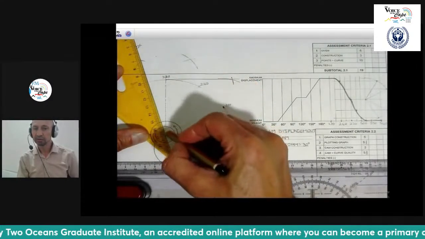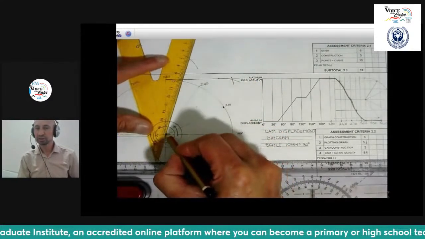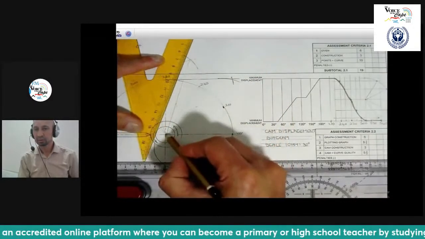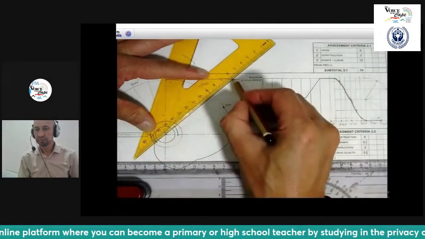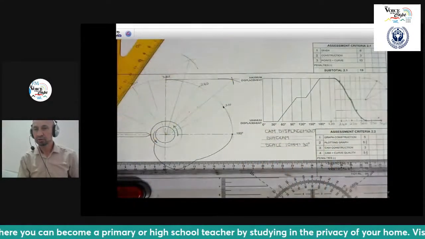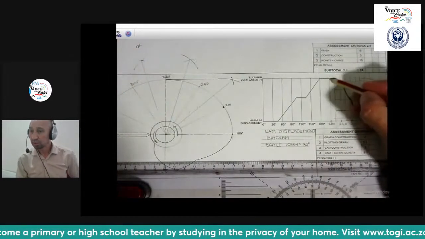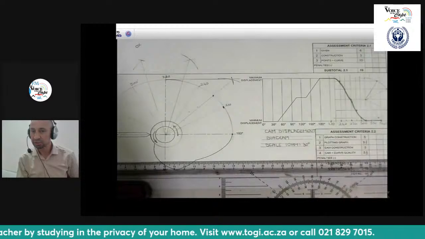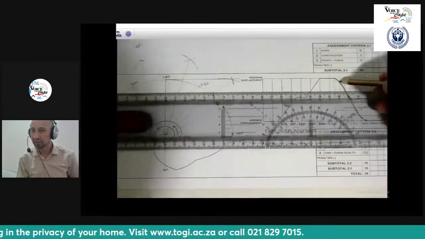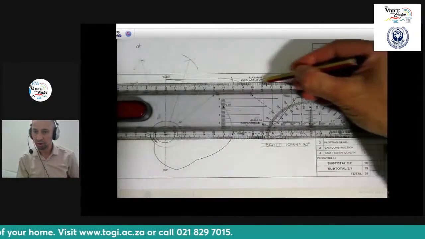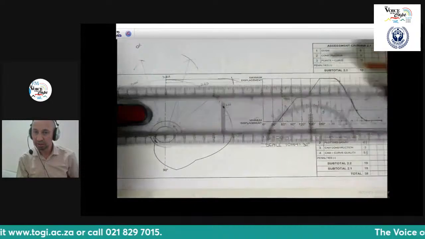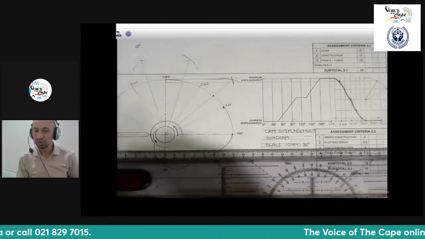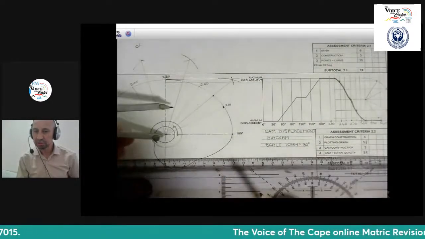So there I do my divisions. As you can see there, each one perfectly divided in half. And now, learners, I can easily plot my point. That is my point. It's still on the outside, and then it drops. So you take it onto your center line, and then you project it.